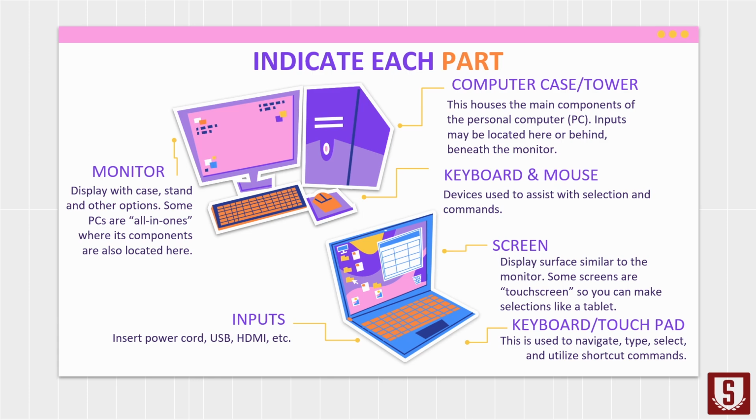If you have a Chromebook or a basic laptop, your computer is going to look a little different, right? You would have a screen, which is similar to the monitor. Some screens are actually touch screen. You would also have a keyboard, but it would be connected to your screen. And that is used to navigate, type, select, and utilize shortcut commands, just like a desktop computer's keyboard. Also, you would have inputs, so where you can put in the power cord, a USB, or an HDMI cord.